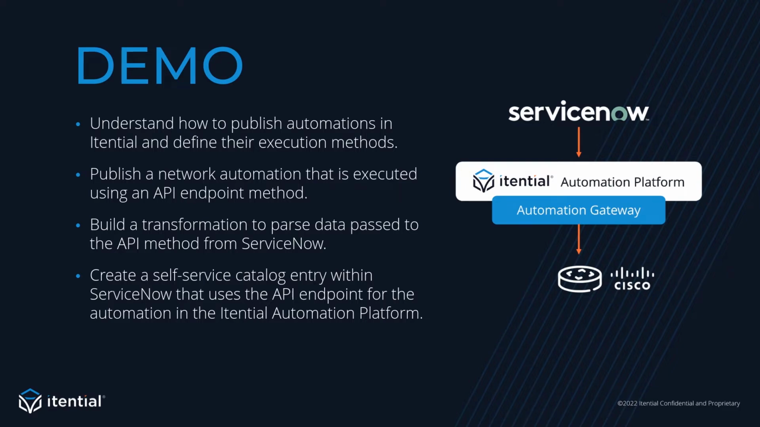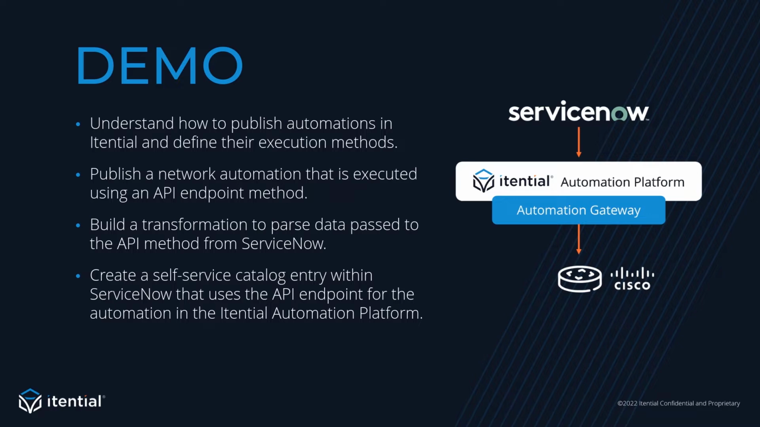So just a few points in the demonstration and the discussion we'll have today. Hopefully you'll come out of this having a better understanding of how to publish automations in Itential and how to define the different execution methods. And specifically here today, we're going to look at how to publish a network automation that's executed using an API endpoint and post method. We'll also take a look at how to build a transformation to parse the data that's passed into the API method from ServiceNow.